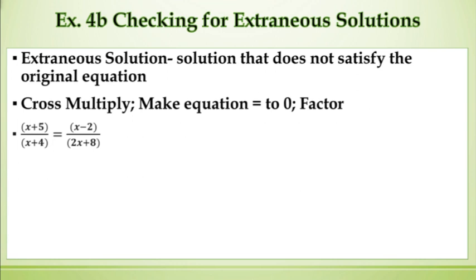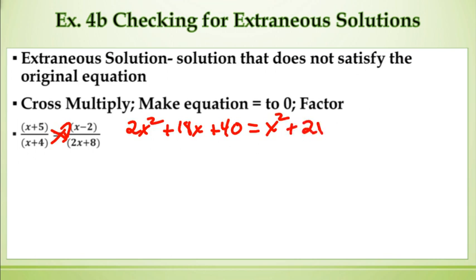Try one more. Here I have x plus 5 equals 2x plus 8. If I cross multiply, I end up with 2x squared. And I have 8x plus 10x is 18x. 5 times 8 is 40. This has to equal, cross multiply on the other side, x times x is x squared. Negative 2x plus 4x is a positive 2x. 4 times a negative 2 is a negative 8.